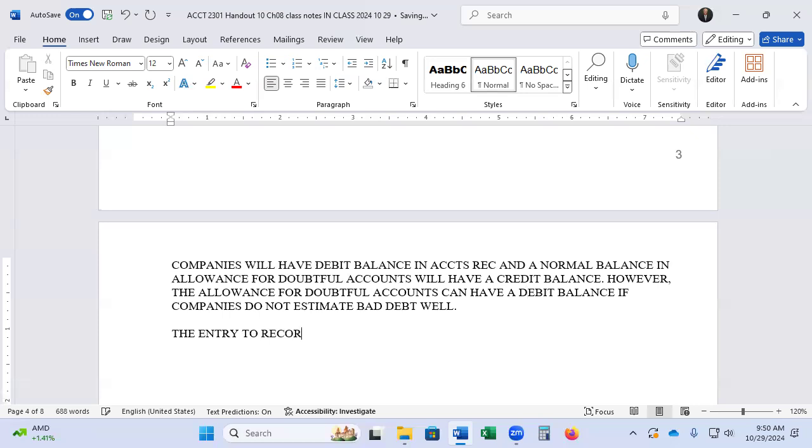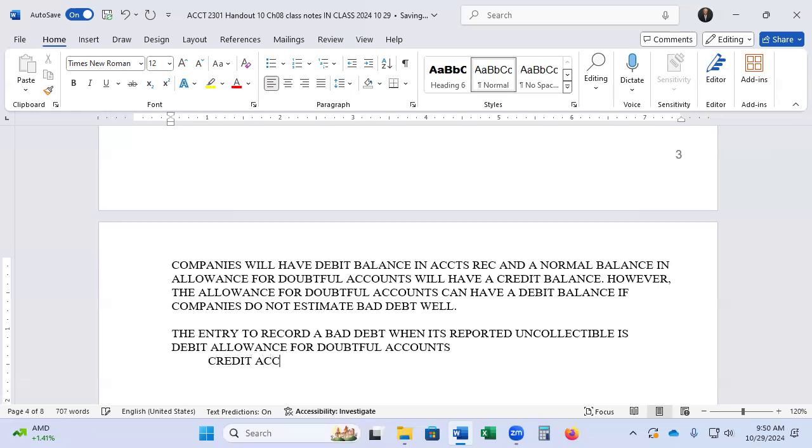The entry to record a bad debt when it's reported uncollectible is a debit to the allowance for doubtful accounts and a credit to accounts receivable for the customer.